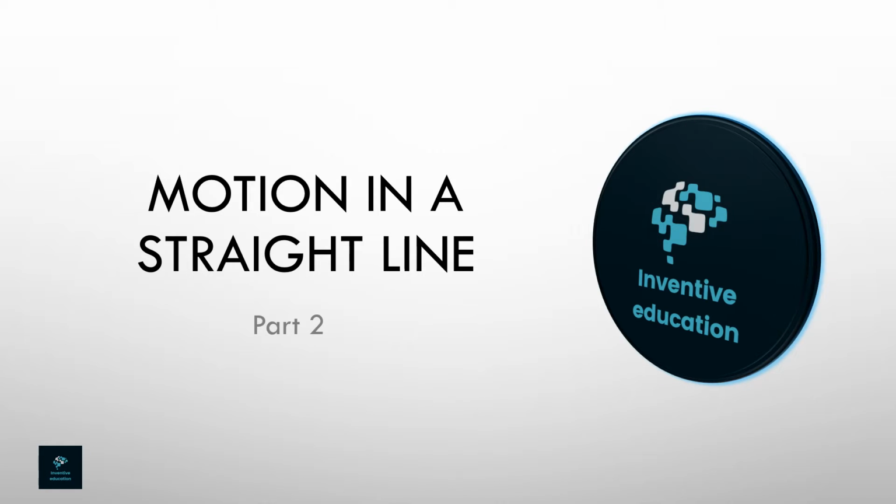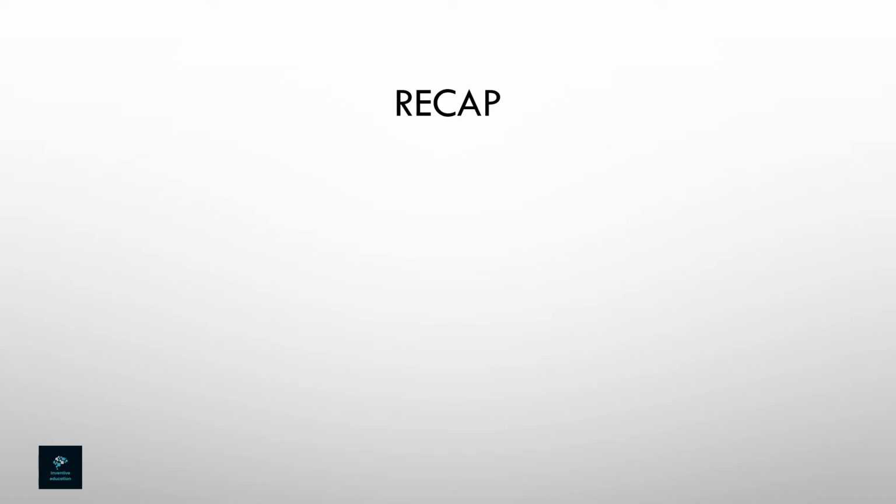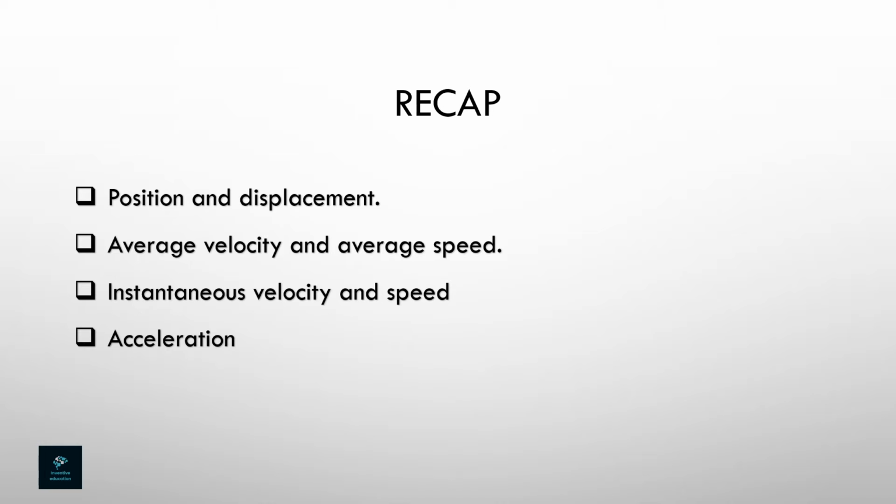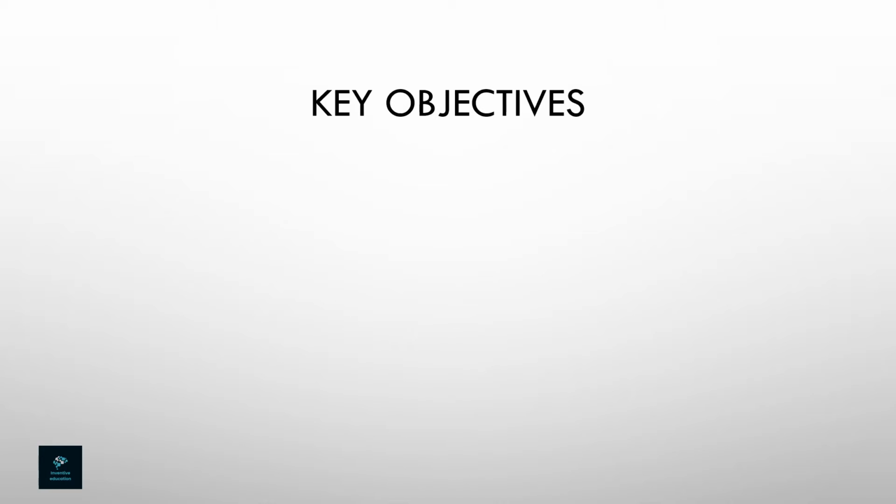Hello and welcome. This is lecture number 2 in the chapter Motion in a Straight Line. In the last lecture, we learned about the position and displacement of a moving object. We learned about its average velocity and average speed, its instantaneous velocity and speed, and its acceleration.